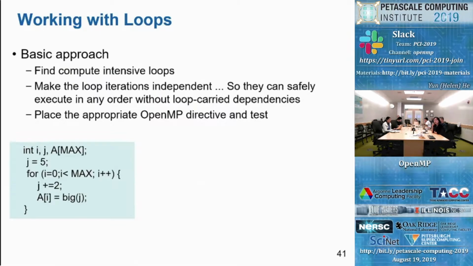So here is working with loops. When you add OpenMP, you find a computationally intensive loop. Then, if I want to divide the work, I have to make sure there are no loop-carried dependencies, meaning my next loop index's work depends on results from the first index. That way you cannot parallelize it.